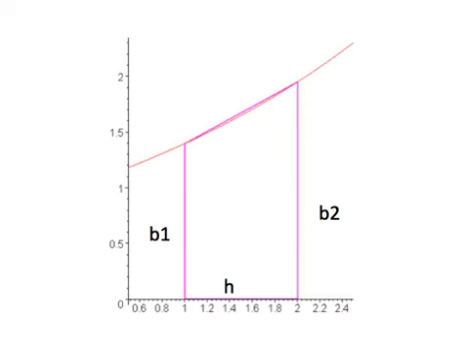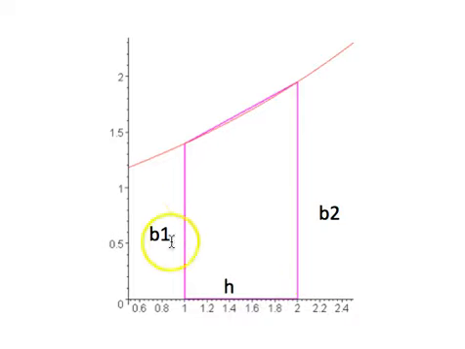Rather, the trapezoids look like this. So we're going to have some sort of a function. We're going to evaluate it at two points. We're going to connect those two points. And now we indeed have a trapezoid. But my parallel bases now are here. Here's base 1. Here's base 2. And the height is h.